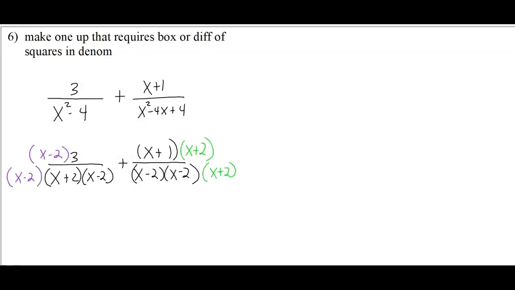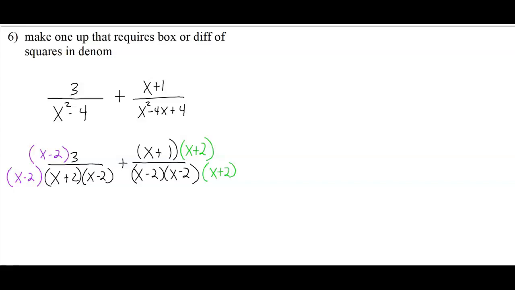Step 2 is multiply to match. Now, the fraction on the left needed one more x minus 2 because the fraction on the right had two x minus 2's in the denominator, right? So the one on the left side also needs two x minus 2's. And whatever you do to the bottom, you do to the top. So I multiplied the top and the bottom by x minus 2 on the left side.